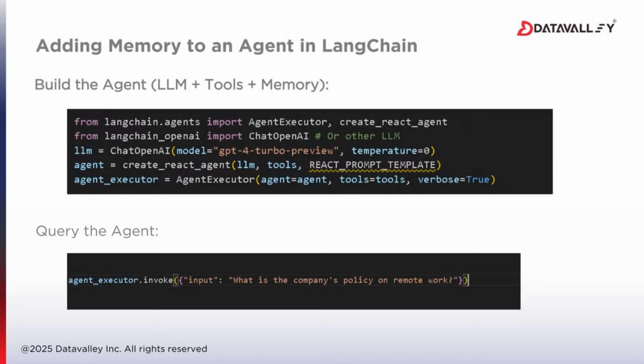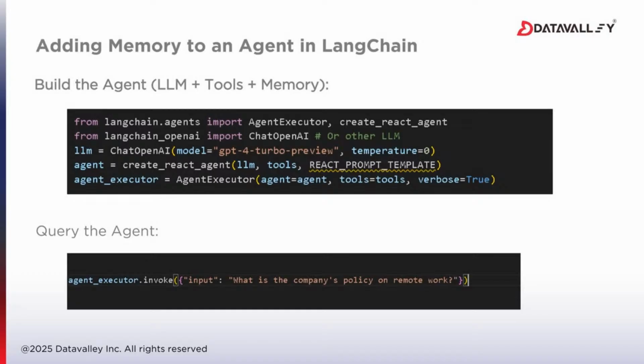Next, this AgentExecutor will be responsible for running the agent's logic by passing in the agent, tools, and LLM prompt. Also mention here verbose equals true. This prints the agent's internal thoughts and actions during execution. So this is how we built an agent, and all together it will start working.